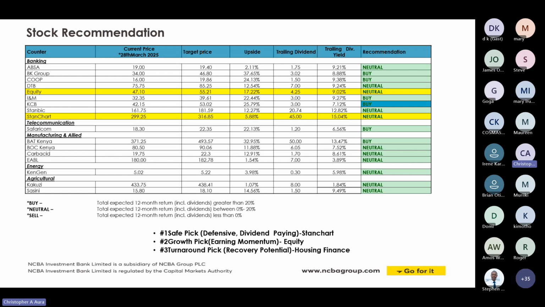Equity comes to mind. And also the turnaround pick. These are stocks that have been performing poorly in the market, but have turned around. One of them is Housing Finance. We've seen Housing Finance has performed poorly for the last 5 years, but for the last 2 to 3 years, they have really turned around. They have improved. And KCB can also be part of this. KCB has also improved, and despite them issuing a low payout dividend, we expect that once the subsidiaries have picked up, they'll pay more dividends.